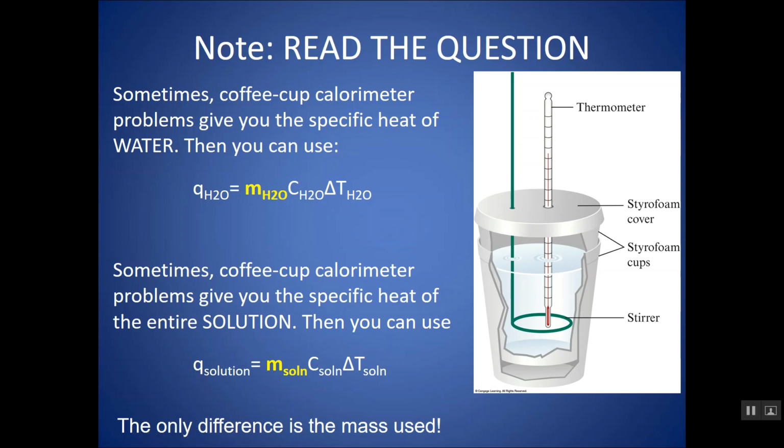And the same thing goes if it was something different, like if the reaction took place in sand, then you would use the mass of the sand. If it took place in some other solvent, you would use the mass of that solvent. So you're really just using heat capacity. You look in the problem: what did they give you the heat capacity of? That's what you should be using the mass of in QMC delta T.